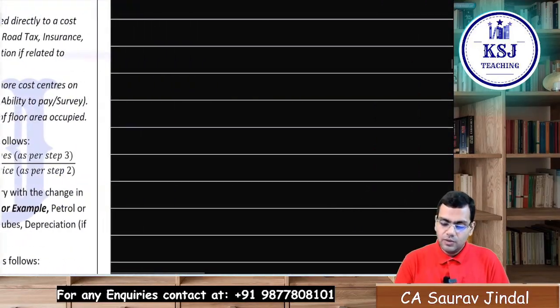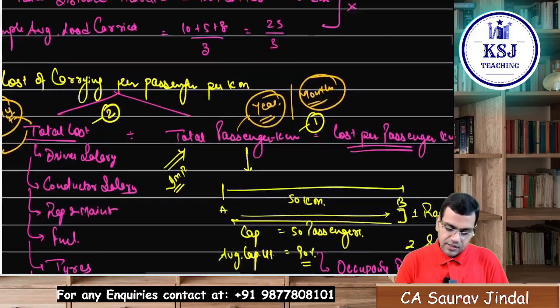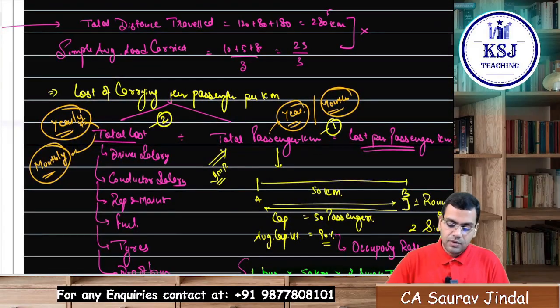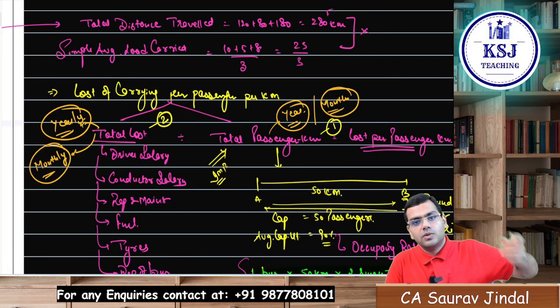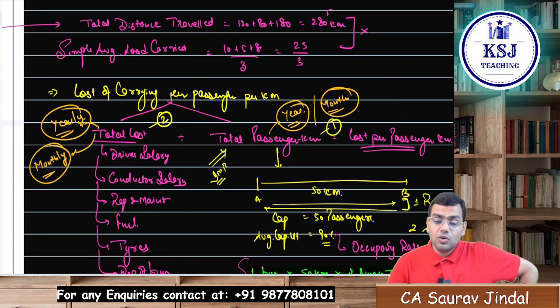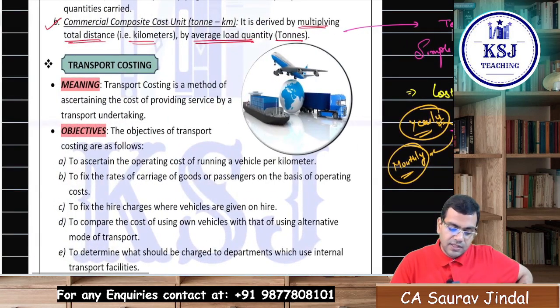Like I told you, this point is very important: if your total passenger kilometers are yearly or monthly, your total cost should also be in the same time period. And it is the same for hotels and hospitals also. For hotels, if you are calculating the number of rooms for a particular month, your total cost should also be per month. If you are calculating the room days for the whole year, your cost should also be for the whole year. Clear? So with this, we are done with the service costing part.